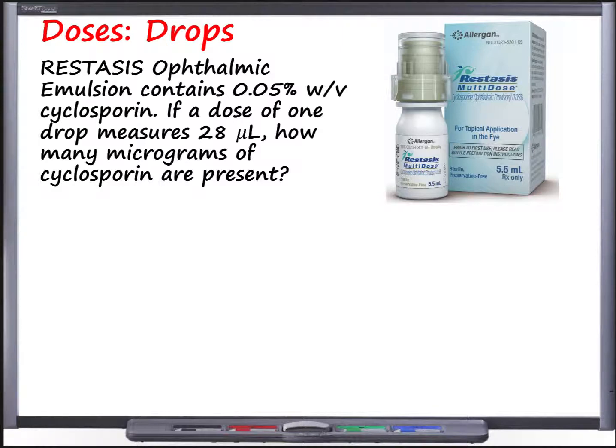The question states that RESTASIS Ophthalmic Emulsion contains 0.05% weight per volume of cyclosporin. If a dose of 1 drop measures 28 microliters, how many micrograms of cyclosporin are present in that drop? Well, it's an interesting question.